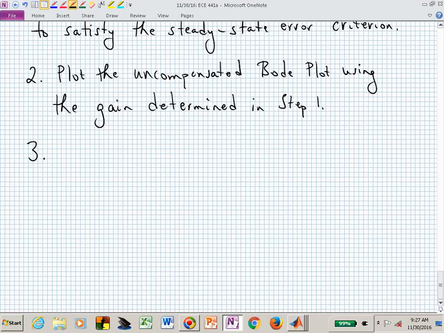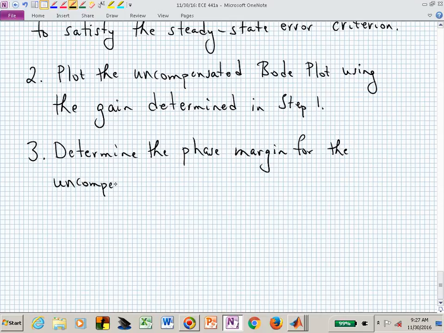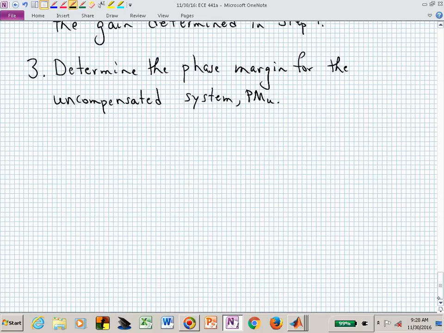The third step is now to figure out what our phase margin is. Determine the phase margin for the uncompensated system. And that's the phase margin in the blue curve that we've been looking at before. And let's call that phase margin sub U for phase margin uncompensated, or PM sub U.